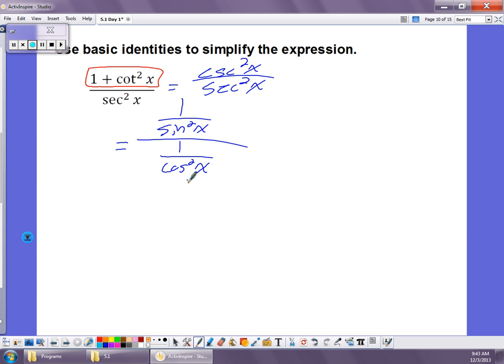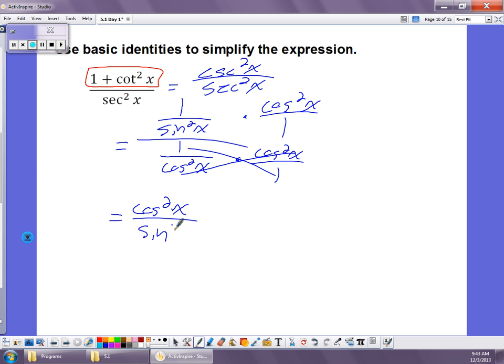And what do I do when I have a complex fraction? Multiply by the reciprocal. So cosine squared x over 1. So the denominator cancels, and I'm just left with this. And if I multiply across, I get cosine squared x over sine squared x. And again, going back to the warm-up, what does that equal? Cotangent, right? So we went from something very complex to something very simple. This is one of my favorite things. I think this is really cool.